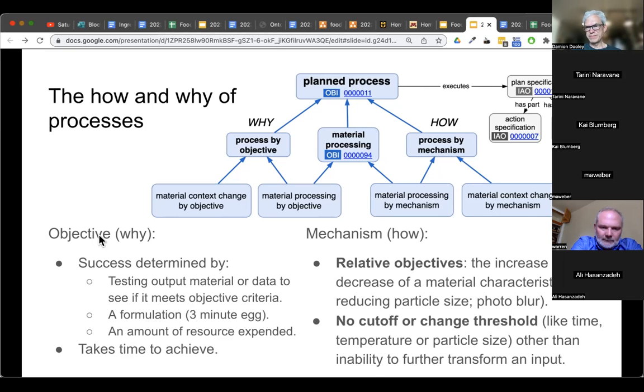Now, mechanism is a little bit different. The objectives can be relative. So I can have a mixer that just mixes stuff, and it's slowly, relatively mixing the stuff more, but I haven't said when to turn it off. So that means there's no set end time, and you can be running that process forever. So that means no cutoff or change threshold to stop the process.